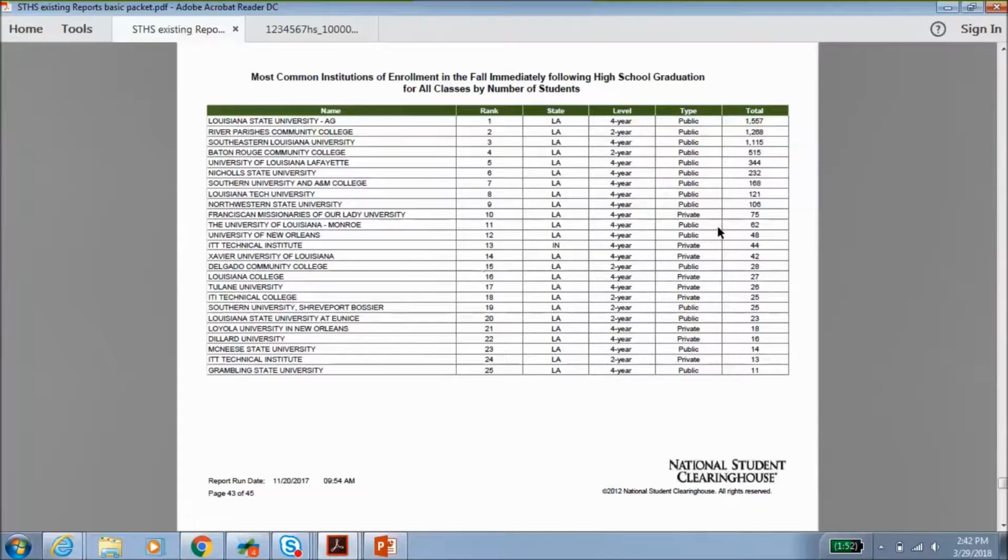But it's also interesting to compare this when you have the detail report, just to see, of those students who started, how many actually graduated from those institutions, or did they go somewhere else. It's just some really good intelligence if you want to understand more about where they're going to school.